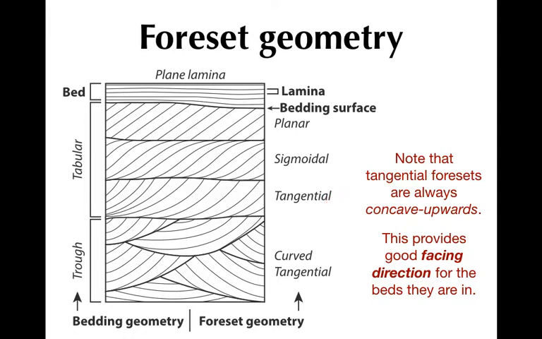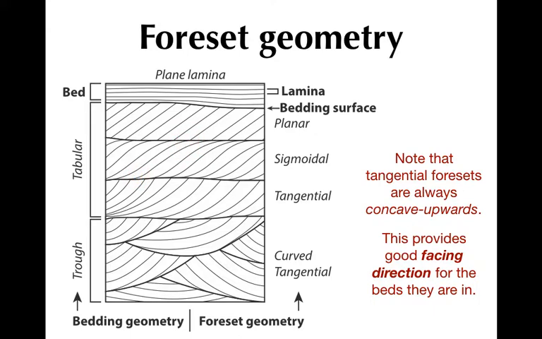Tangential foresets are curved. They start off steep and then they merge to become parallel with the underlying surface. And if that surface itself is curved, then you still get tangential foresets, but they merge in with the curved surface below them at a slightly different angle, depending on the orientation of that curved surface. Sigmoidal cross-stratification basically curves into the lower bounding surface and then flattens out towards the top, and this is the type of thing that you would see if you were preserving the top of a dune as well as the bottom of a dune.